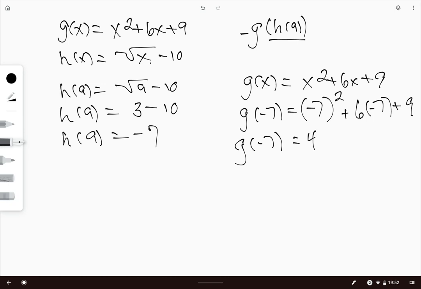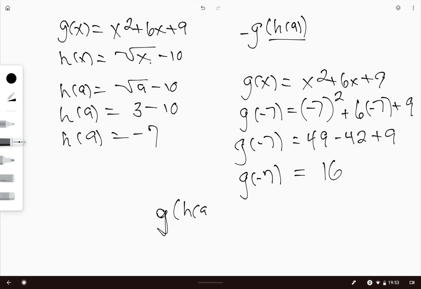So negative 7 squared is 49. So 6 times a negative 7 is a negative 42, and then plus 9. So 49 minus 42 is going to be 7. So 7 plus 9 equals 16. So the g of the h of 9 equals 16.